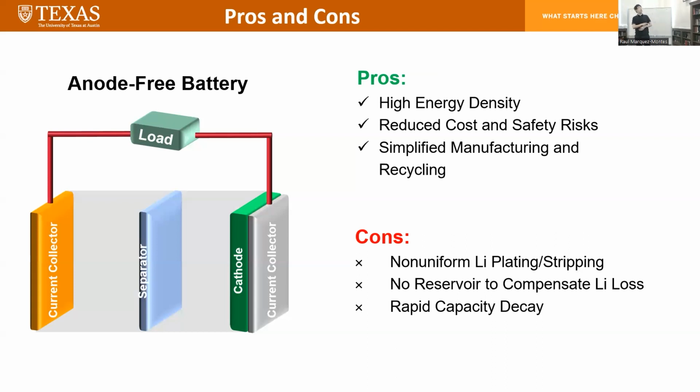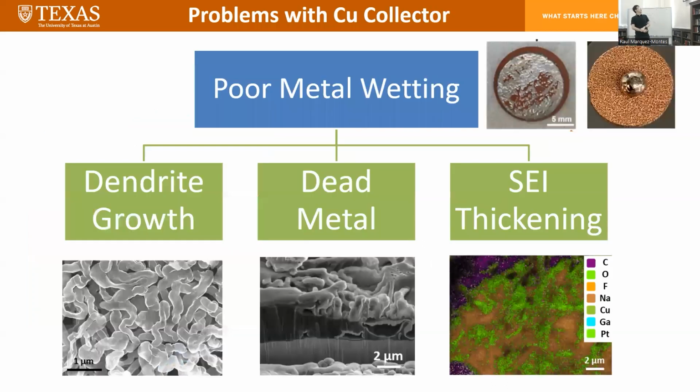So that's because the lithium plating and stripping on the counter electrode is crucial. That also will determine the efficiency on the plating and stripping side, and that's also why the final result is called rapid capacity decay. Copper is used as the commercial anode current collector in commercial lithium-ion batteries.